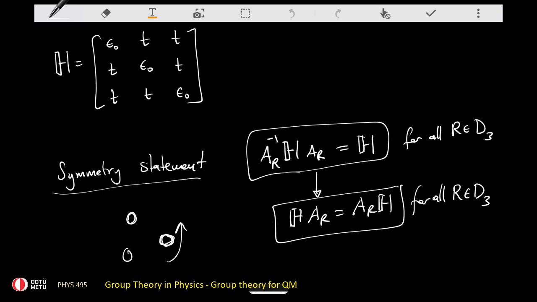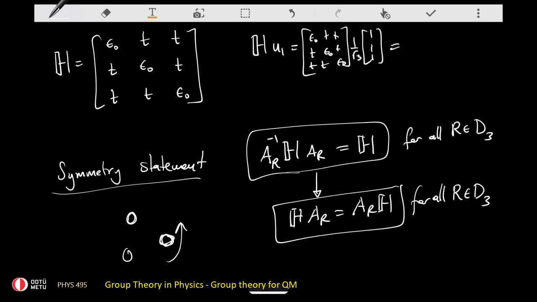So what we do is, once we do that, you just apply the Hamiltonian to U1 and see what you get. This is very simple in here. So let me quickly do it. 1 over root 3, 1, 1, 1. You can see that you're just adding these numbers in here. So therefore, this is epsilon 0 plus 2t divided by root 3, 1, 1, 1.